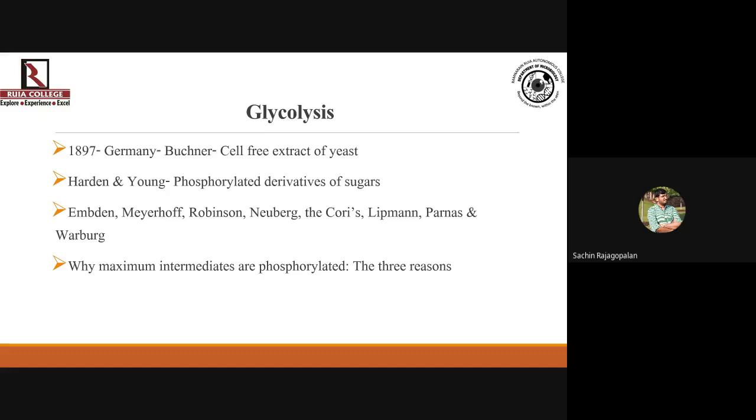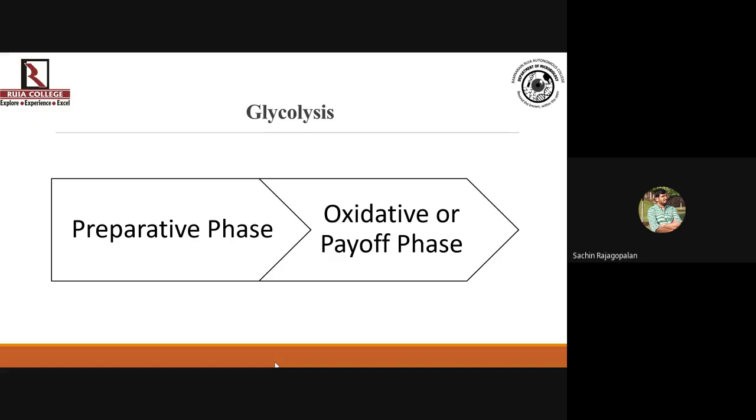Okay, so let us move ahead now. Glycolysis is split into two phases. We have a preparative phase and we have an oxidative or payoff phase. I always tell students that I describe these two phases like this: first you feed and pamper the goat to make it happy, that's the preparative phase, and then you slaughter it. That's the payoff phase or the oxidative phase.